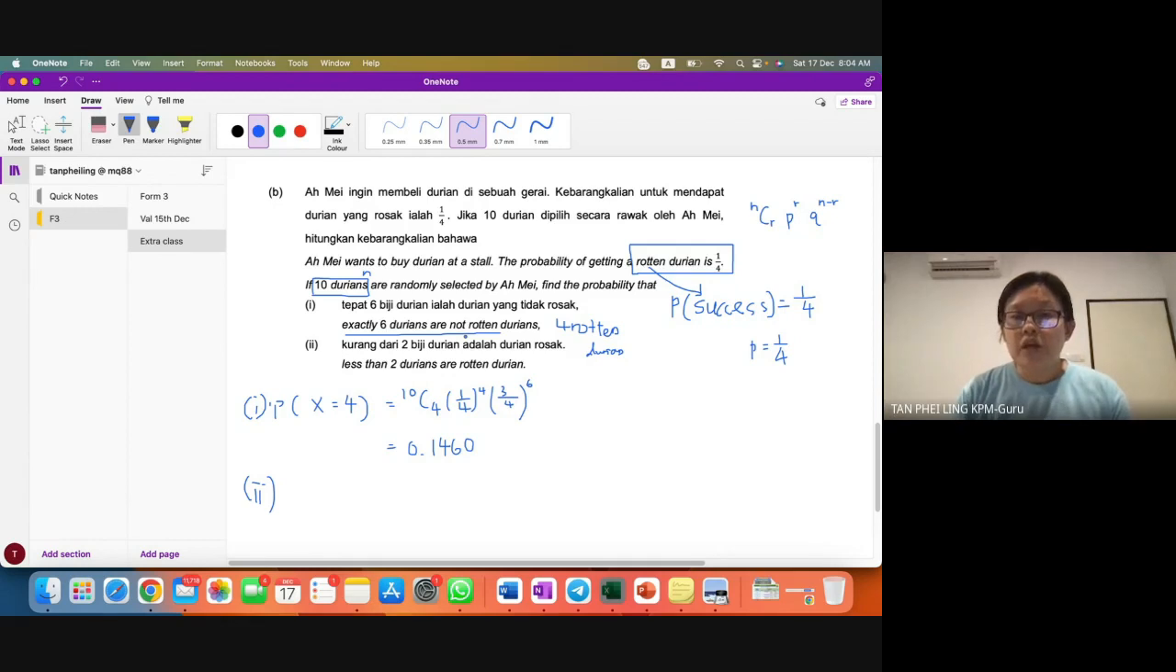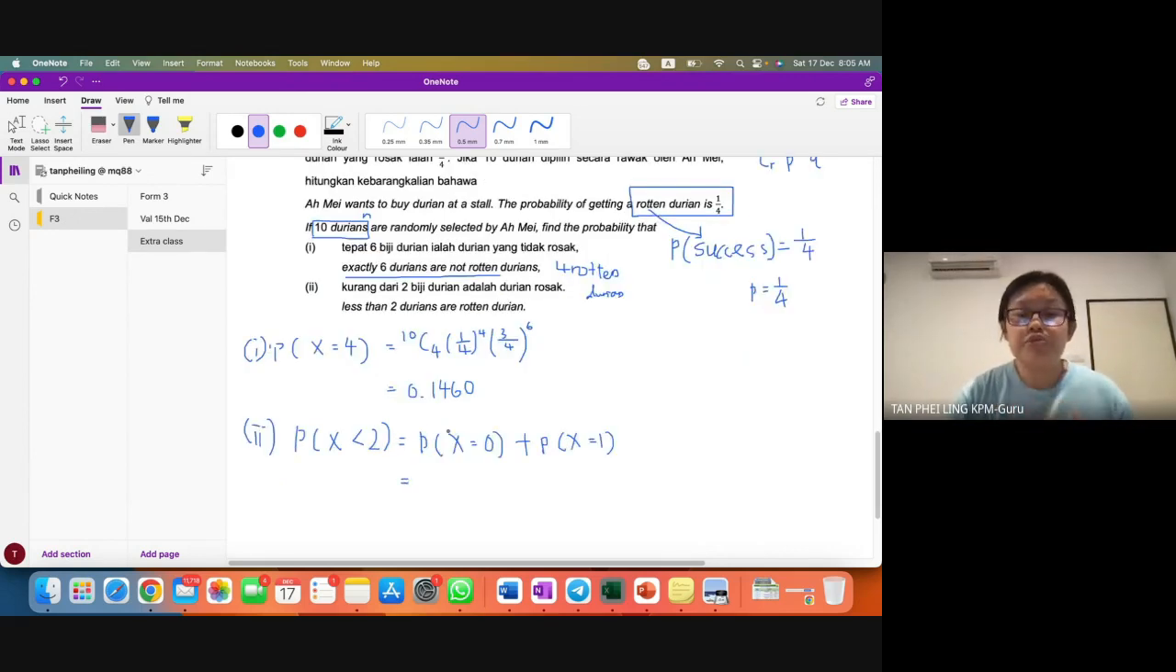Okay, so here they want less than 2. So our X event will be less than 2 durians are rotten. Less than, does it include equal to? No, right? Because here it's very clear that it's less than 2 durians. So how do you calculate less than 2? Which means your probability of X equals only 0 and also 1. Everybody agree on that, right? So just repeat the same thing.